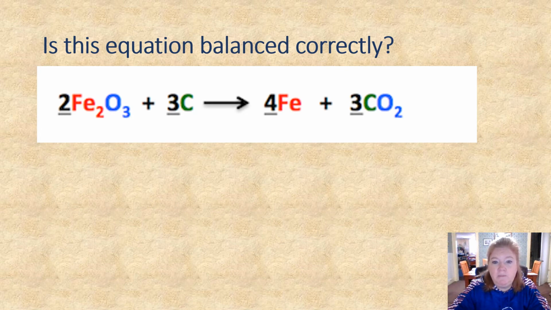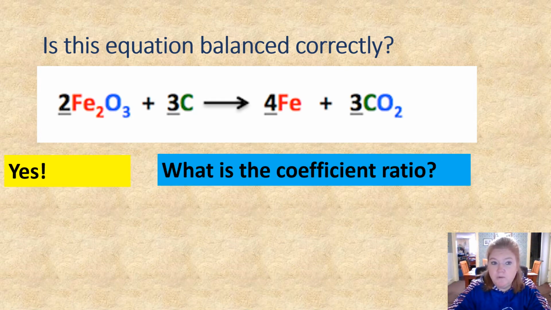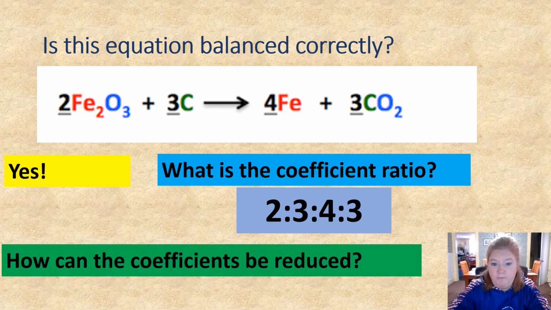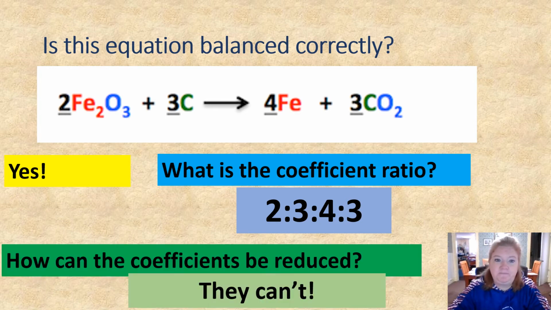Is this equation balanced correctly? Well, yes. What is the coefficient ratio? 2 to 3 to 4 to 3. And the only thing I could divide those all by is 1. So they can't reduce anymore.